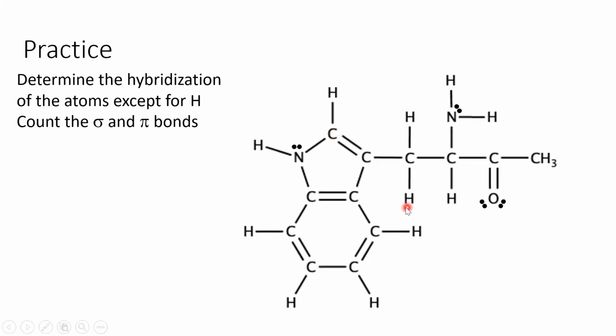Okay, so go around through here, figure out what the hybridization would be on each of the atoms. Again, not on the hydrogens because they don't become hybridized. They only have an s orbital. And then how many sigma bonds and how many pi bonds are there?